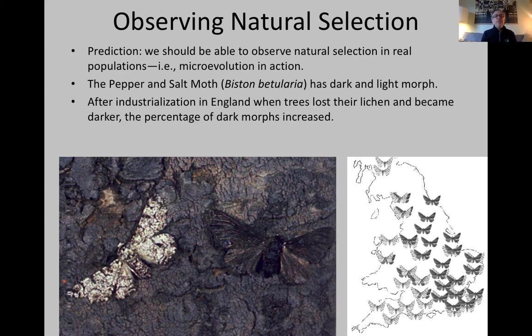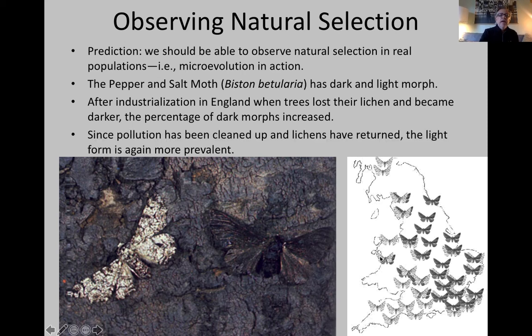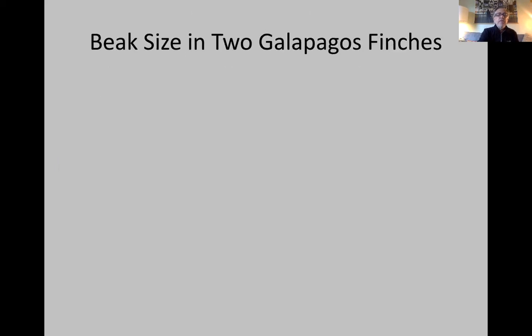After industrialization in England, when trees lost their lichens and became darker due to all the soot, the percentage of dark morphs increased. And you can see that the dark morphs became particularly prevalent in industrialized eastern England, where all the coal was being burned. And in western England, where there wasn't much industrialization, the light morphs still predominated. Now, since pollution has been cleaned up with clean air laws, the lichens have returned, and the light-colored form is once again more prevalent. Here's another example of the observation of natural selection.